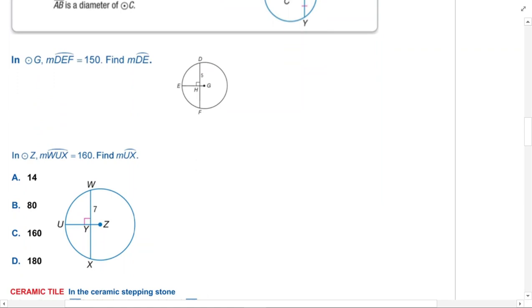So in the next problem, we're talking about circle G. We're told the measure of arc DEF is 150 degrees. We want to find the measure of arc DE, which is half of it. We know that this radius is perpendicular, so it does bisect the arc. So that means the measure of arc DE is half of 150, which is 75 degrees.